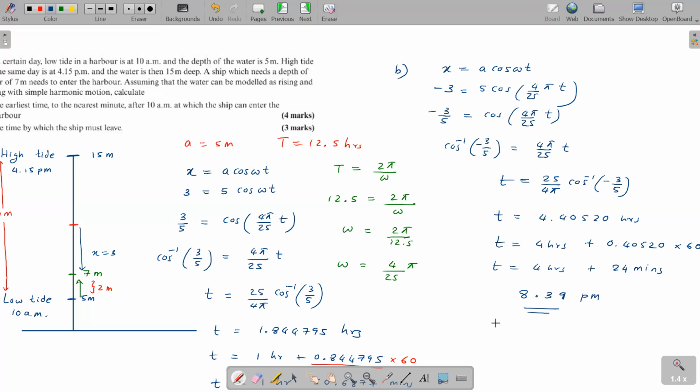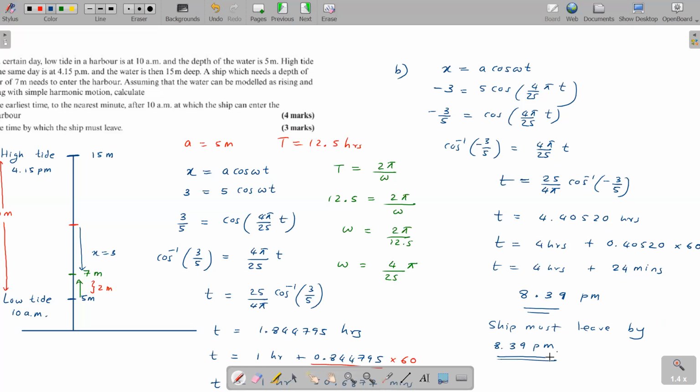The ship must leave by, or you can say it's not before, we can say the ship must leave by 8:39 p.m. Guys, do you understand? So this is the longer way of doing the sum actually. You can use the calculation and this is the longer way of doing the sum.